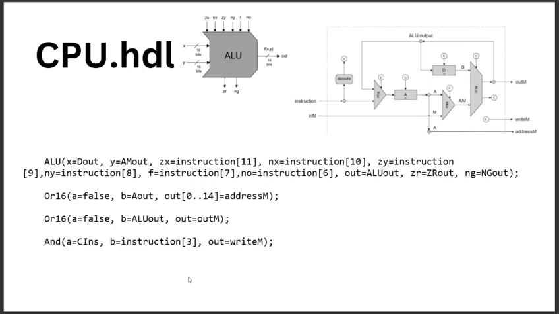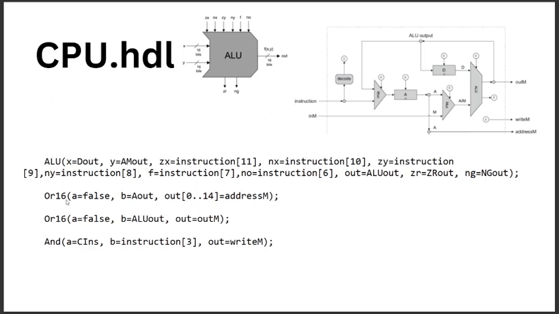Next is the ALU gate, which computes a function on two inputs, which are the value stored in the D register and the value of either the A or M register. The ALU consists of control bits that are zx, nx, zy, ny, f, and no, which indicate which function is computed on the two inputs. The function is computed on the two inputs to produce the output, whereas the output control bits zr and ng determine the property of the result.